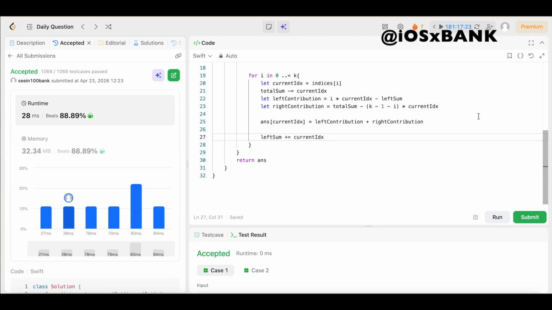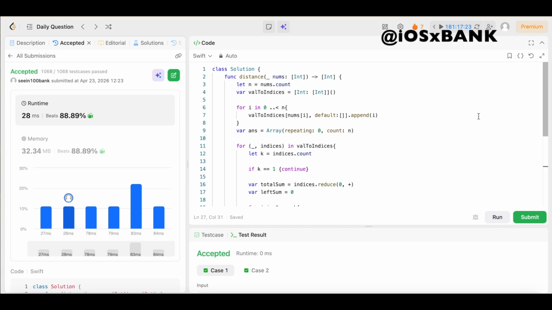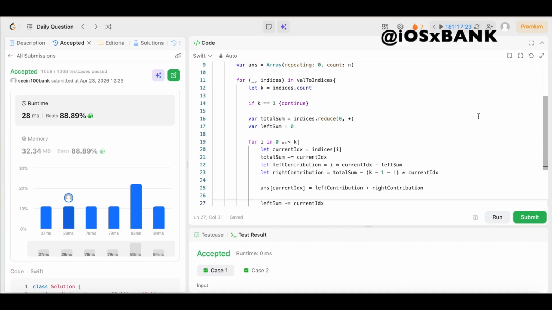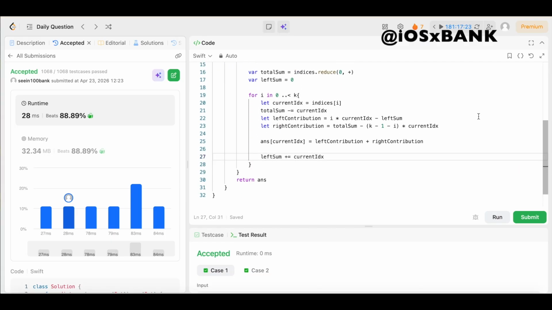So before we go, make sure you get one more look at the code. This is the top part. This is the bottom part.